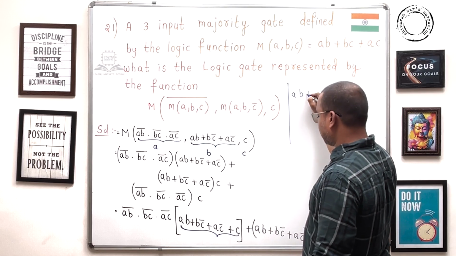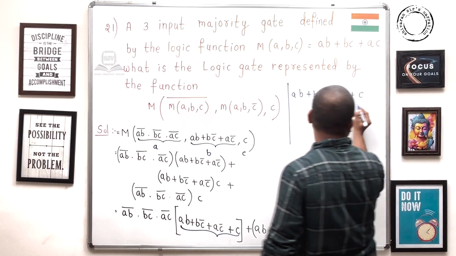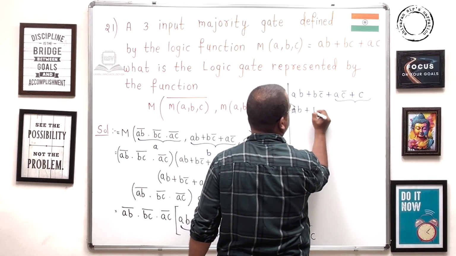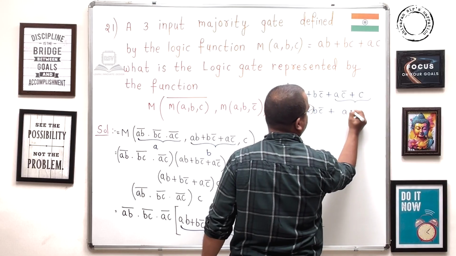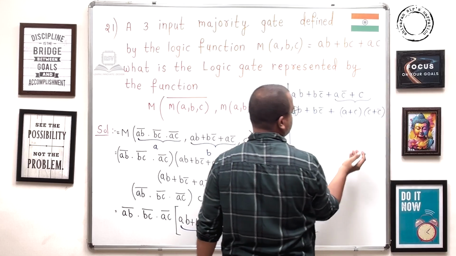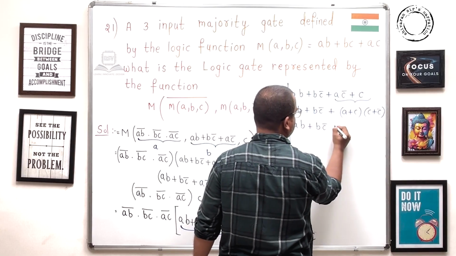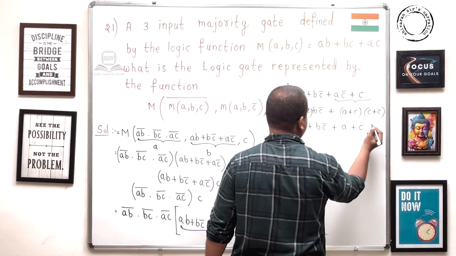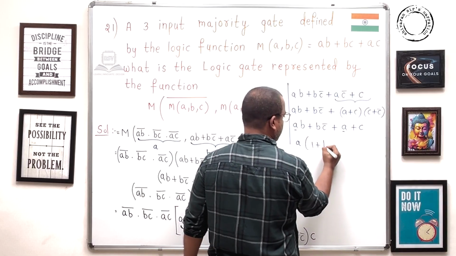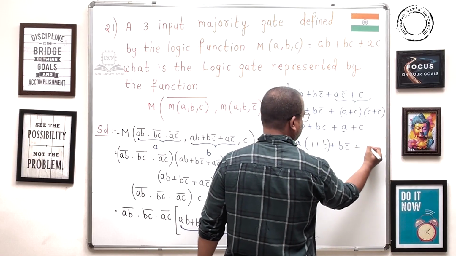AB plus BC bar plus AC bar plus C. Using the distribution theorem, you can write this as AB plus BC bar plus (A plus C) into (C plus C bar). Anyway, C plus C bar becomes 1. Therefore, it is AB plus BC bar plus A plus C. Now guys, here A is common. A into (1 plus B) plus BC bar plus C.